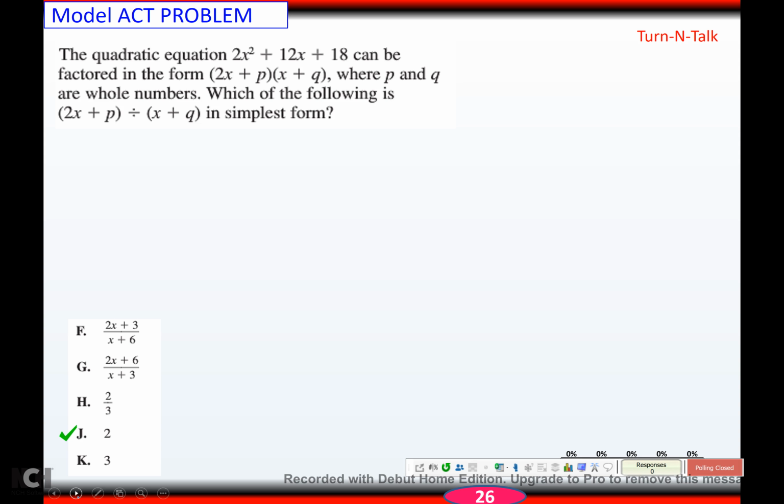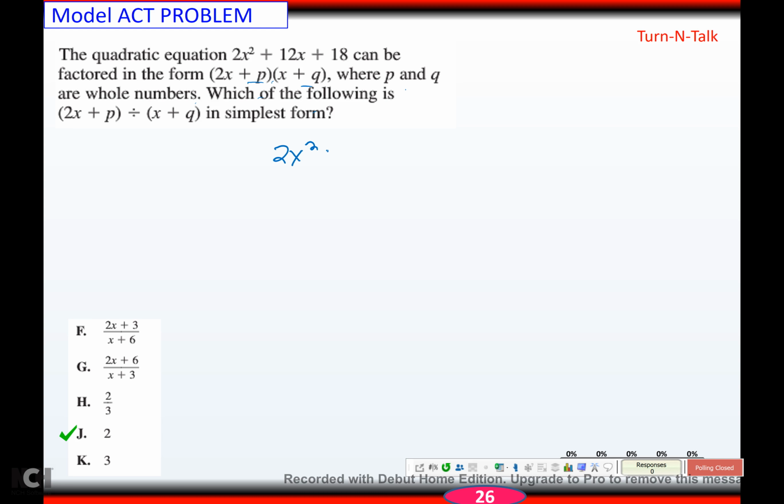Hopefully you got 2. Alright, the quadratic equation 2x squared plus 12x plus 18 can be factored into the form 2x plus p and x plus q, where p and q are whole numbers. Which of the following is 2x plus p divided by x plus q in simplest form? Well, the first thing I have to do is figure out what p and q are. So I'm going to factor this guy.